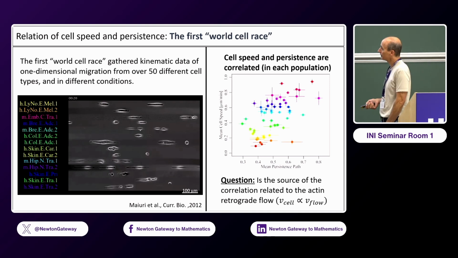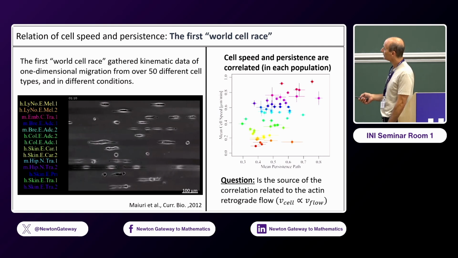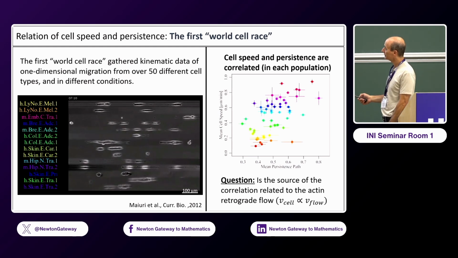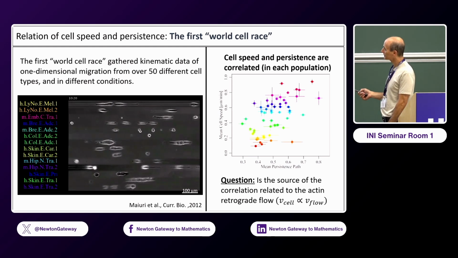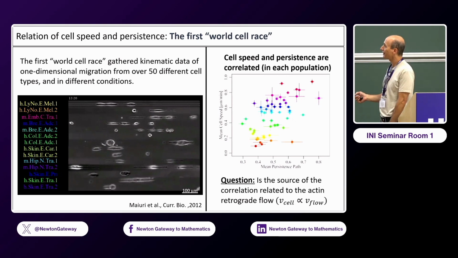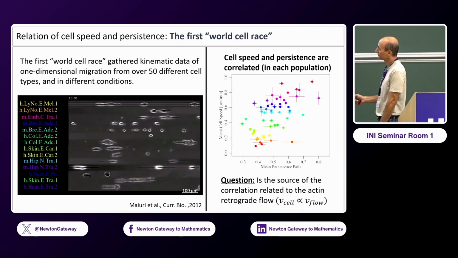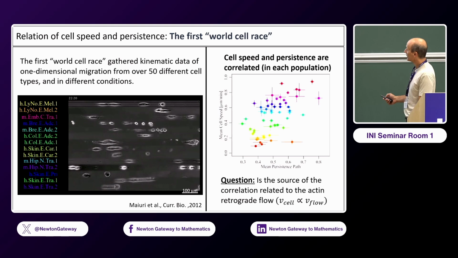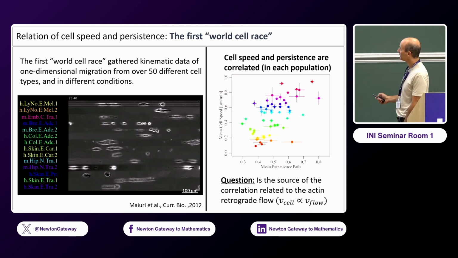The theoretical work that we did was actually motivated by this nice experiment which was called the cell race, where the organizers of the race asked people to send them their fastest cells for a competition, putting them all on these 1D lines, and then they looked for interesting correlations between the cell speed and the persistence of the path. And they found that there was a correlation, and that started us thinking about how to model it.